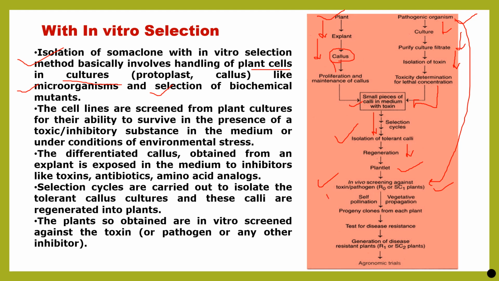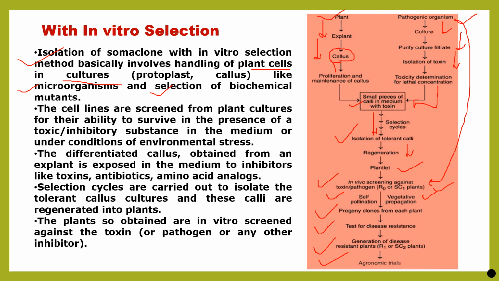Then we'll take that plant to the pot and allow it to get acclimatized in the soil, and then the plant will start self-pollinating, or vegetative propagation would happen. Then progeny after progeny, we'll check whether those plants have that resistance or not. Then we'll test for disease resistance, and disease resistance would be checked for at least 2 generations more. Then we'll take that plant to the agronomic trials.